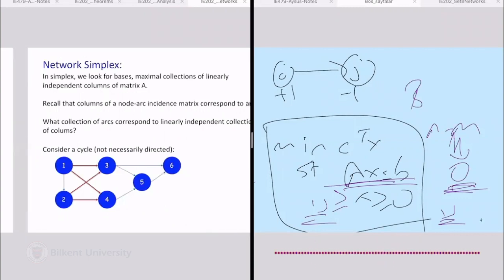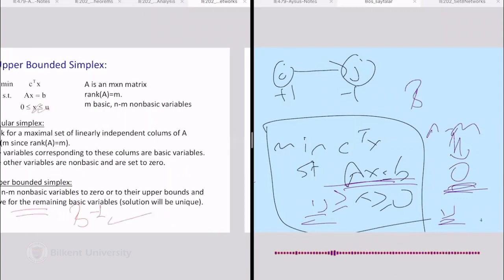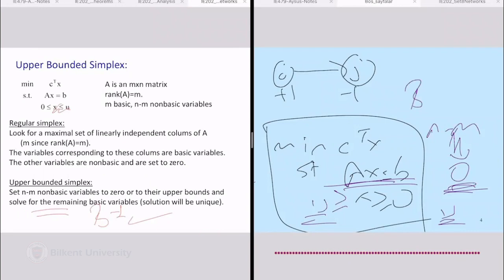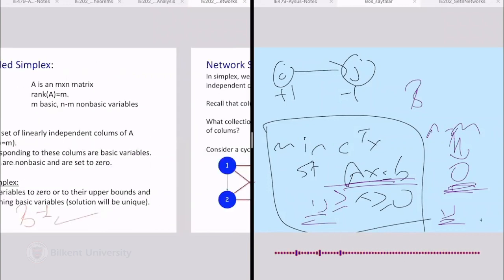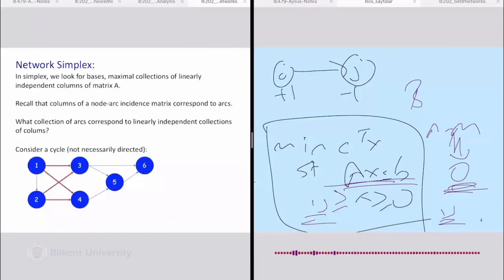We will not solve standard simplex with upper bounded variables, okay? Because you can check from the book, you can get yourself additional questions. But what we will be doing is we will actually utilize the idea of upper bounded simplex in the network simplex algorithm. Any questions up until here?